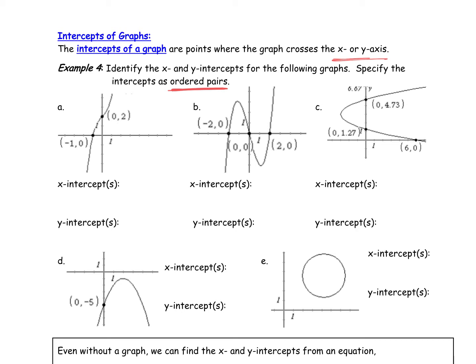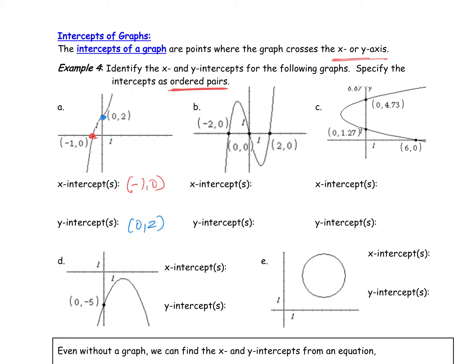On our first graph, if we're looking for an x-intercept, we're looking for a point where the graph crosses the x-axis. I highlighted that point in red just now, and that ordered pair is -1, 0. Similarly, if we're looking for the y-intercept, that's where the graph crosses the y-axis. So that would be the ordered pair 0, 2. Please don't write just 2. I want you to write 0, 2 because it's an ordered pair.